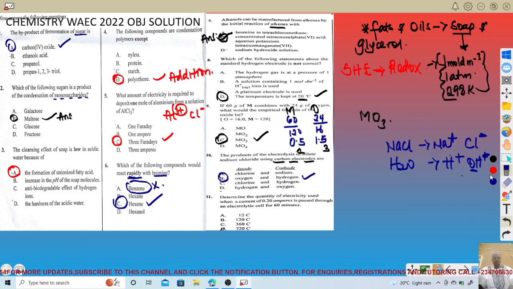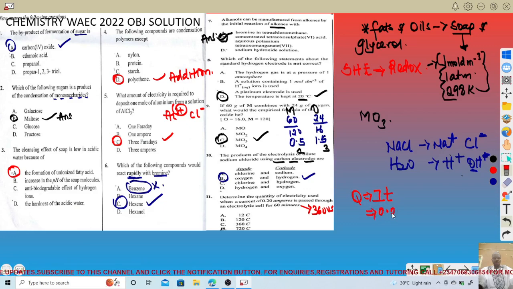So the next one should be determine the quantity of electricity used when a current of 0.2 ampere is passed through an electrolytic cell for 60 minutes. Just convert 60 minutes to seconds. That's 3600 seconds. I hope I am not too fast. If I'm too fast, follow the concept video. Watch them. They are going to be available very soon as a complete chemistry concept video by the grace of God. So Q is IT, just multiply the current times 3600. That's just what I would do if I were you. And I believe you all get this.